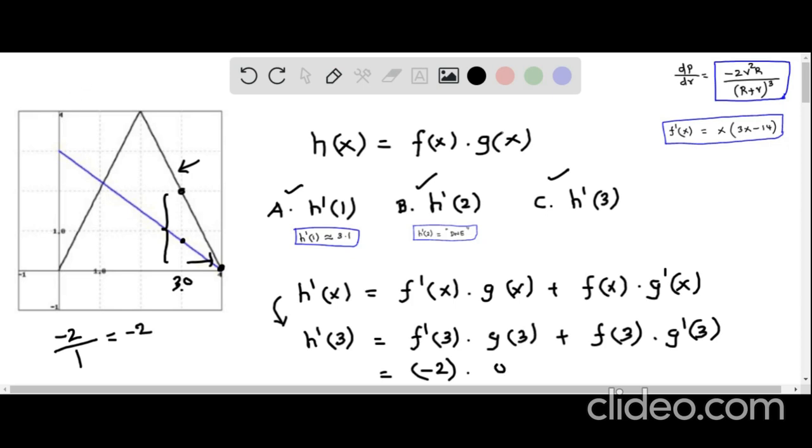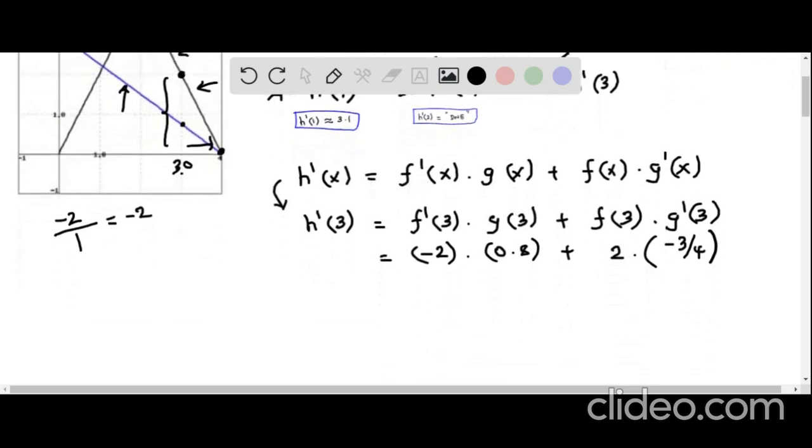So we can estimate this to be 0.8, plus f of 3, which is the value of the function at x equal to 3. Once again, this is this point. So this is 1 and 2. So this is 2 times g prime of 3, which is the slope of the blue line. We already determined the slope of the blue line is negative 3 over 4. So we put this here.